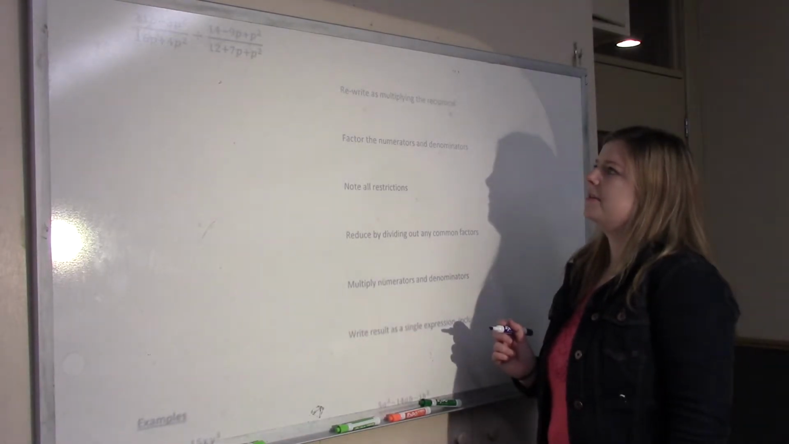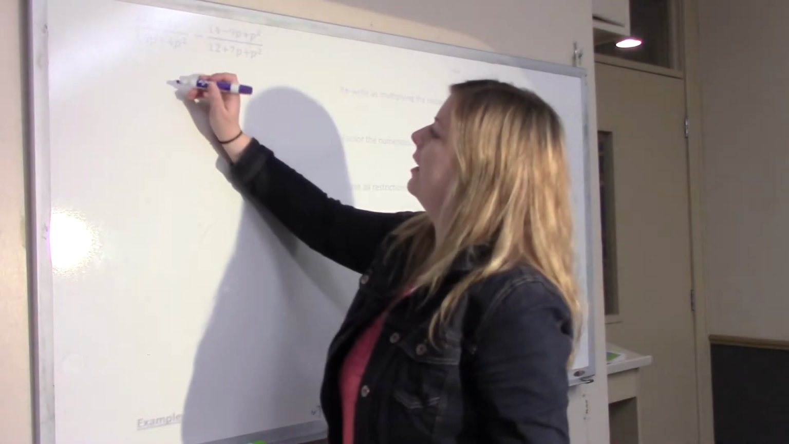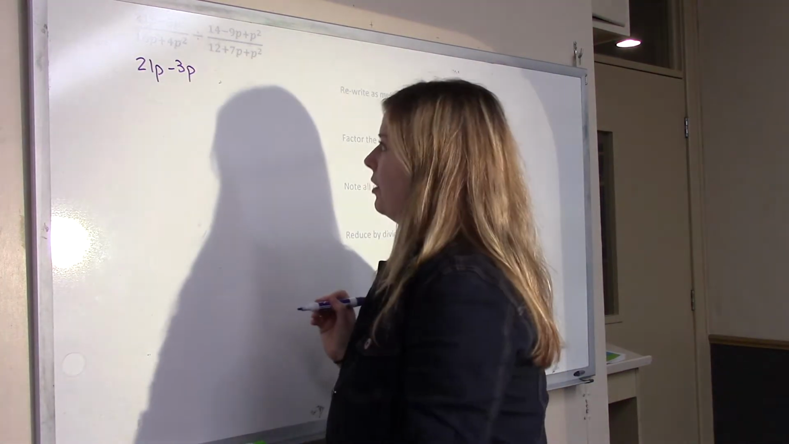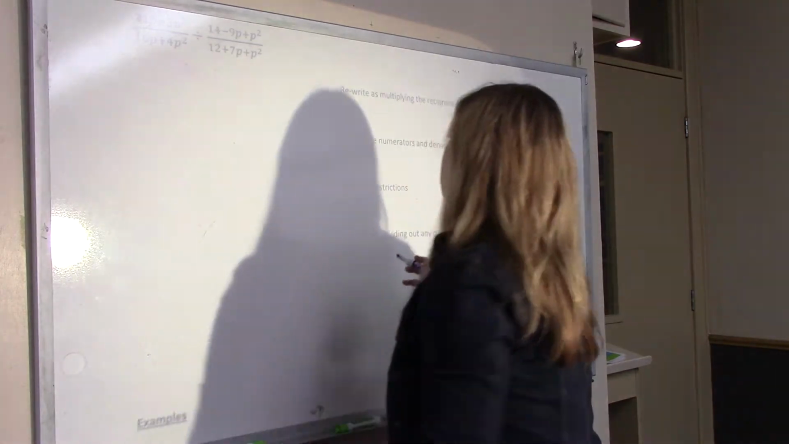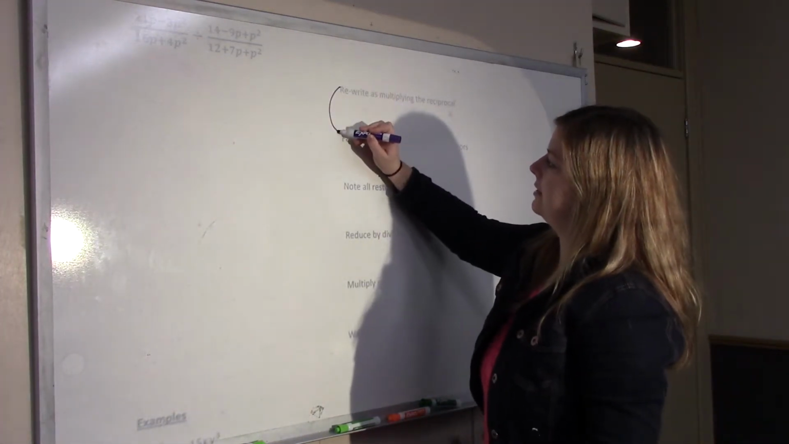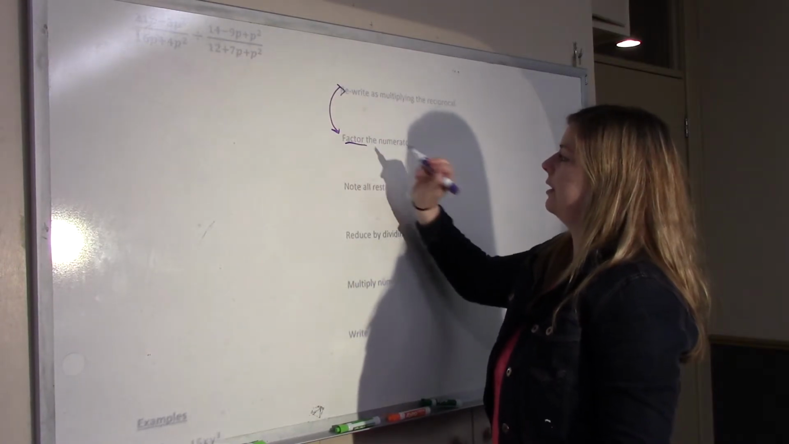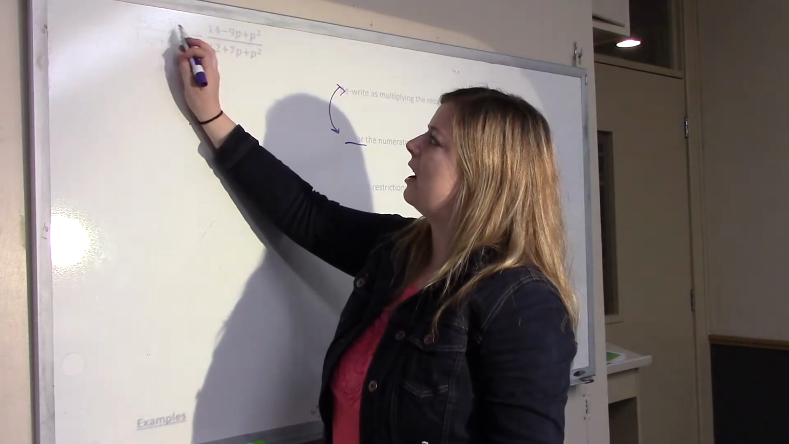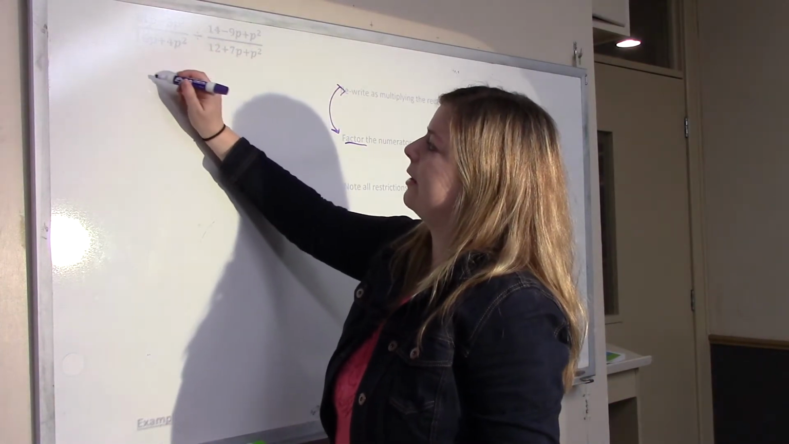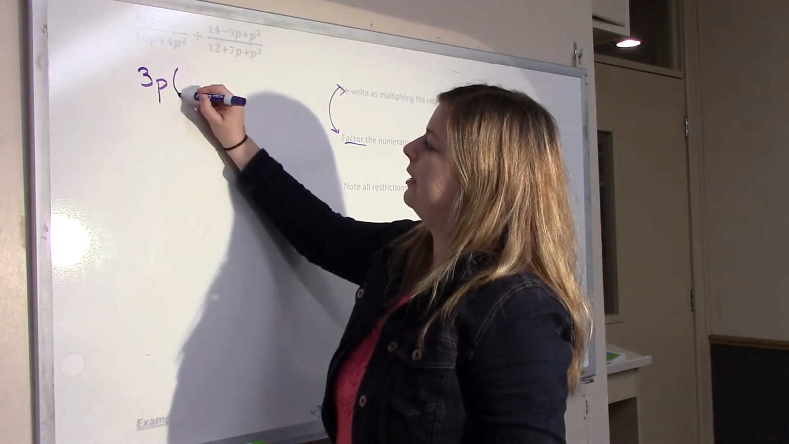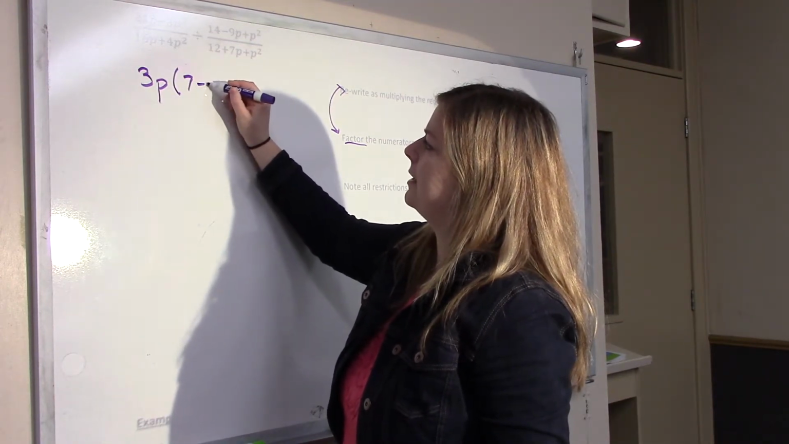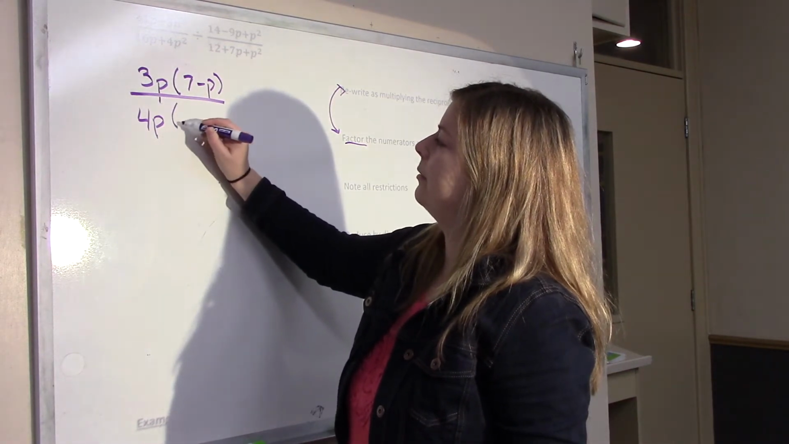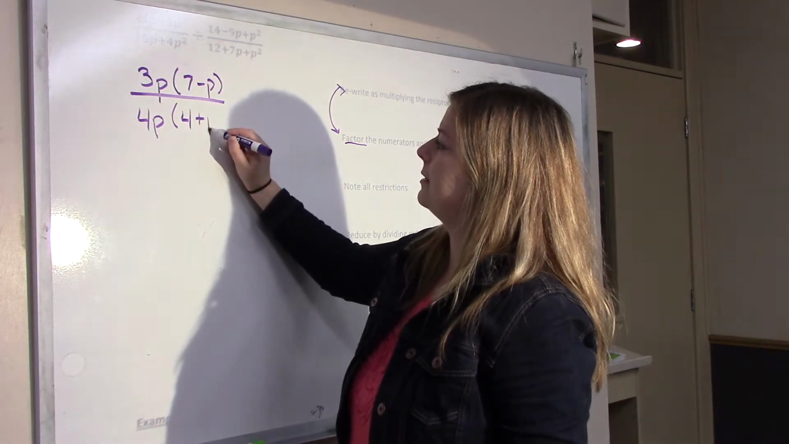So the first thing we want to do is this 21p minus 3p squared. Actually, you know what? I kind of have changed this order. I'm going to switch these two. We're going to factor first, just because it's a bit of a waste of time. So this is the common factor. We can take out a 3p, and we're left with 7 minus p. On the bottom we can take out a 4p, and we're left with 4 plus p.